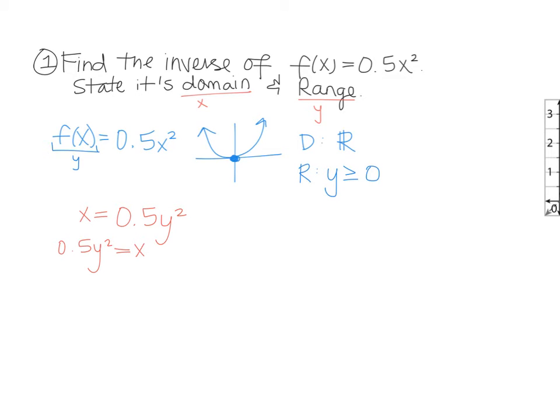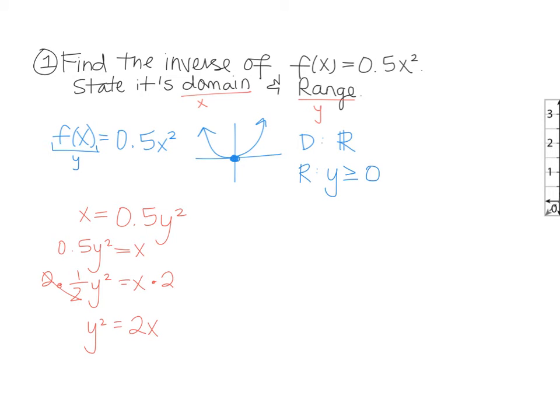Also, 0.5 is 1/2, so I'm going to rewrite it one more time. 1/2 y squared equals x. Now I want to get rid of the 1/2. To do that, I'm going to multiply both sides by 2. So those cancel. Think about what we just did, eliminating denominators, right? So I've got y squared equals 2x.